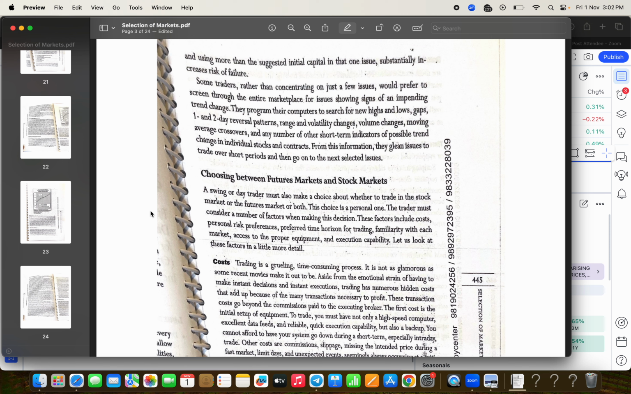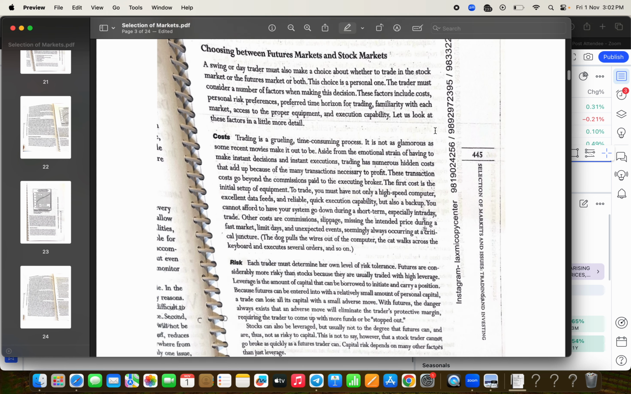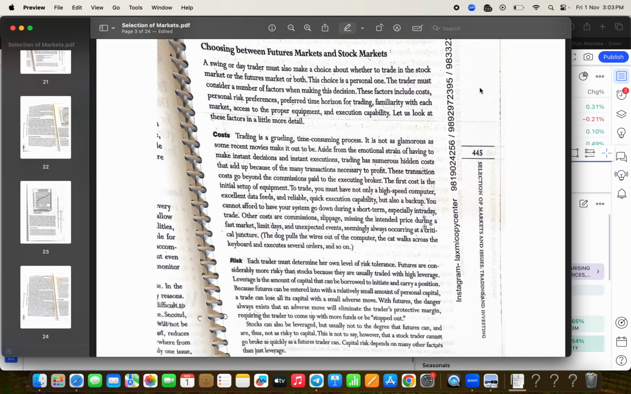Some traders, rather than concentrating on just a few issues, would prefer to screen through the entire marketplace for issues showing signs of impending trend change. Some people don't have a watch list only; they have free will, and they're allowed to choose whatever, wherever, whichever instrument is giving them their signal to buy or sell. They program the computers to search for new highs and lows, gaps, 1 and 2 day reversal patterns, range, volatility, and so on. So they basically use various sorts of screeners in order to identify a particular stock which they can trade today.